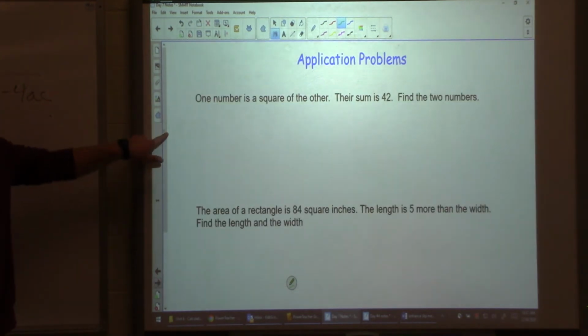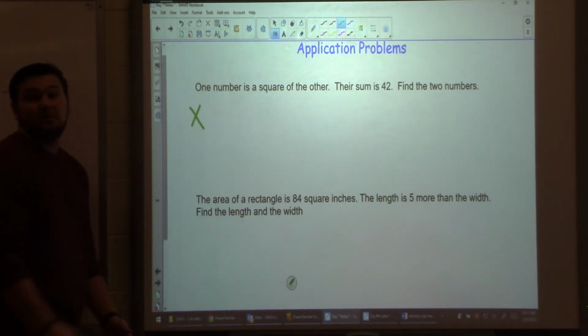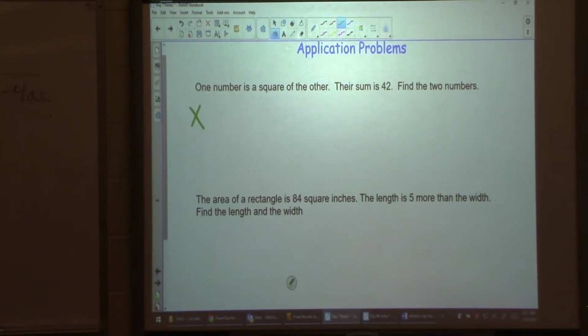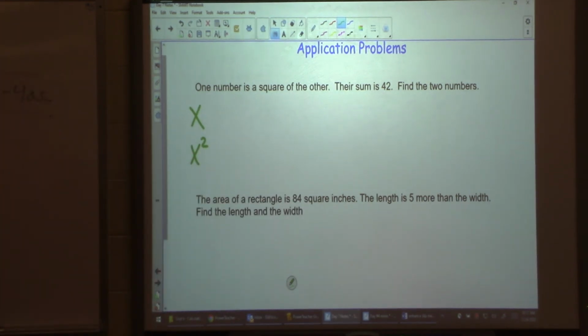Okay, alright, our next 2. One number is a square of the other. Their sum is 42. Find the 2 numbers. Okay, well, do I know what the first number is? No, but I'm going to call it x. The second number is a square of the first number. Well, that means if the first number is x, the second number is x squared. So I have x and x squared. Okay? Well, their sum is 42.